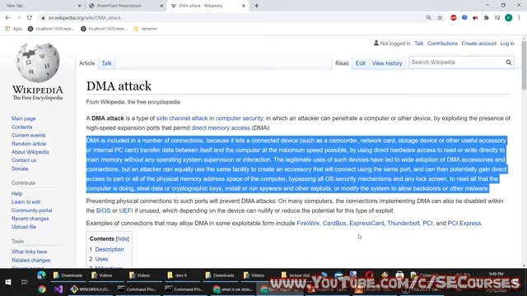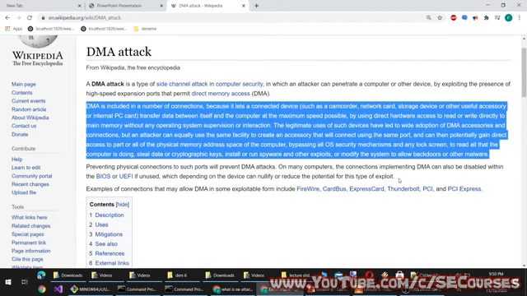The legitimate uses of such devices have led to wide adoption of DMA accessories and connections, but an attacker can equally use the same facility to create an accessory that will connect using the same port, and can then potentially gain direct access to part or all of the physical memory address space of the computer, bypassing all OS security mechanisms and any lock screen, to read all that the computer is doing, steal data or cryptographic keys, install or run spyware and other exploits, or modify the system to allow backdoors or other malware.